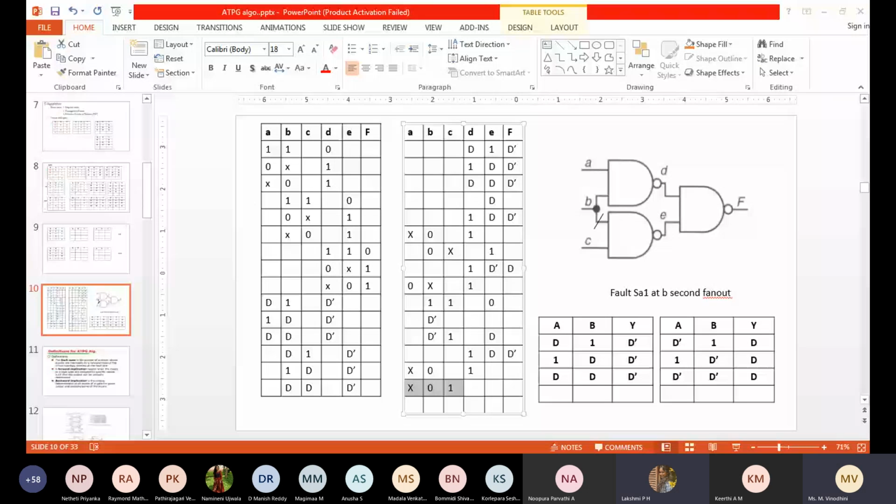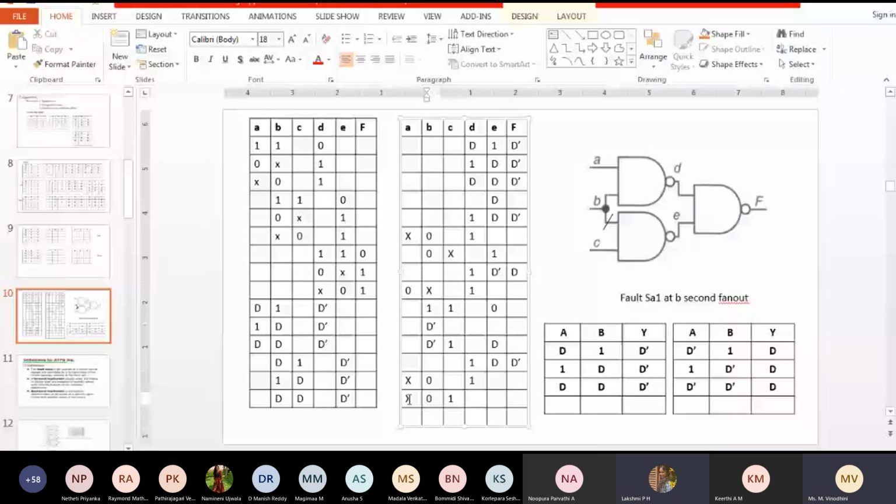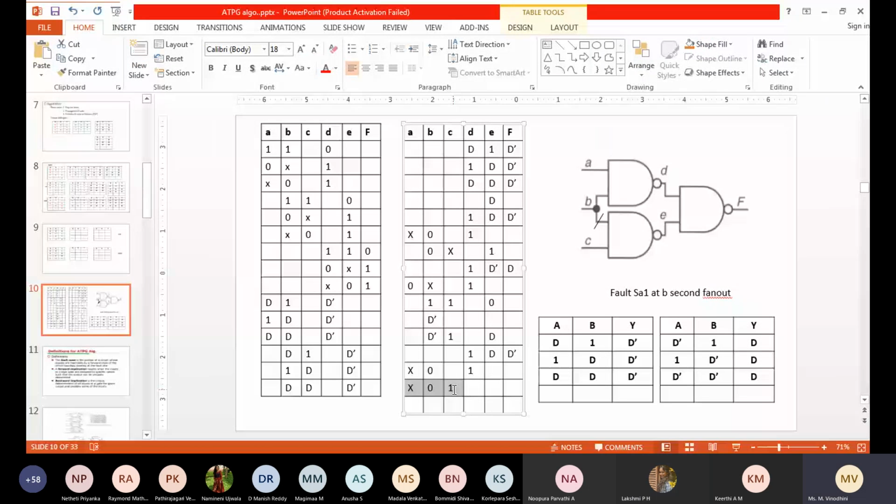Ma'am, that last X01, why are we writing? Which one? This one. The last one, ma'am, which is highlighted. X01. I'm writing the test vector, final test vector, ABC.